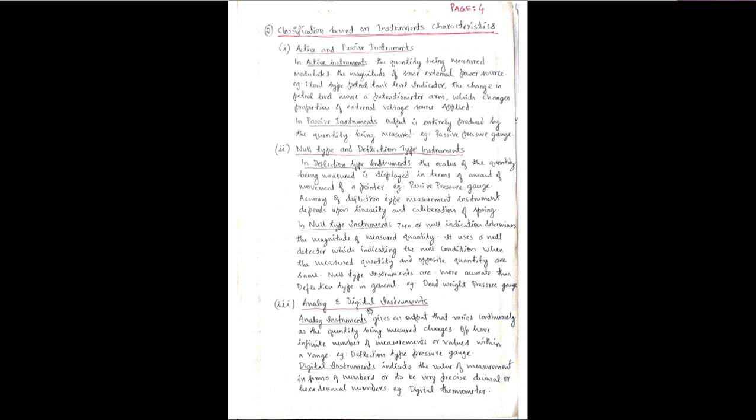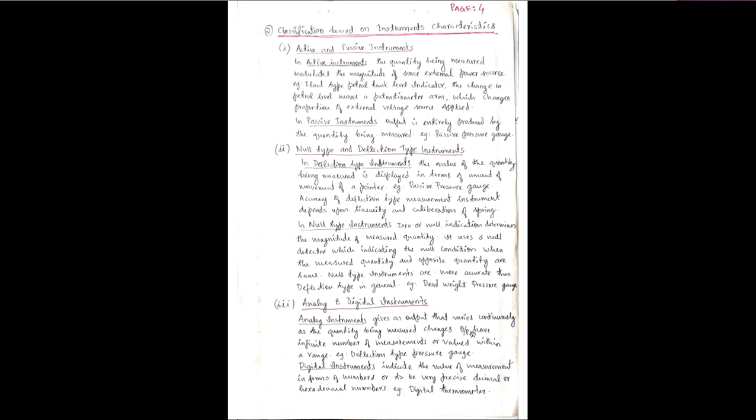Okay, next one is analog and digital instruments. Analog instruments give output that varies continuously as the quantity being measured changes, and it has an infinite number of values within the range. Example, deflection type pressure gauge. Digital instruments indicate the value of the measurement in the form of numbers, or to be very precise, decimal or hexadecimal numbers. Example, digital thermometer.